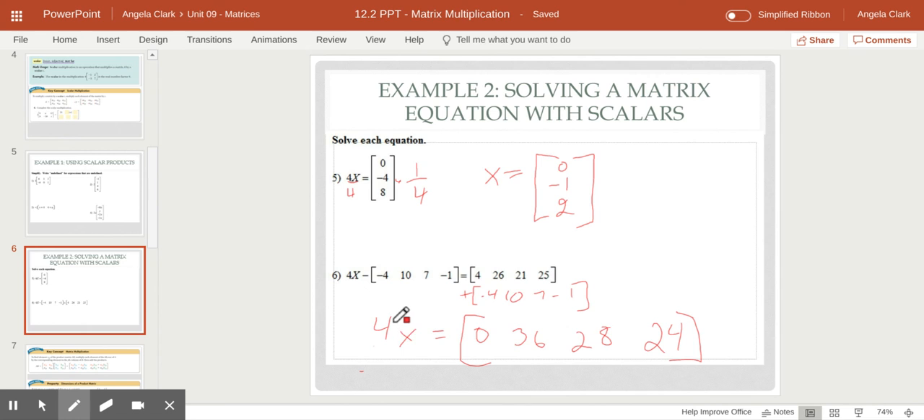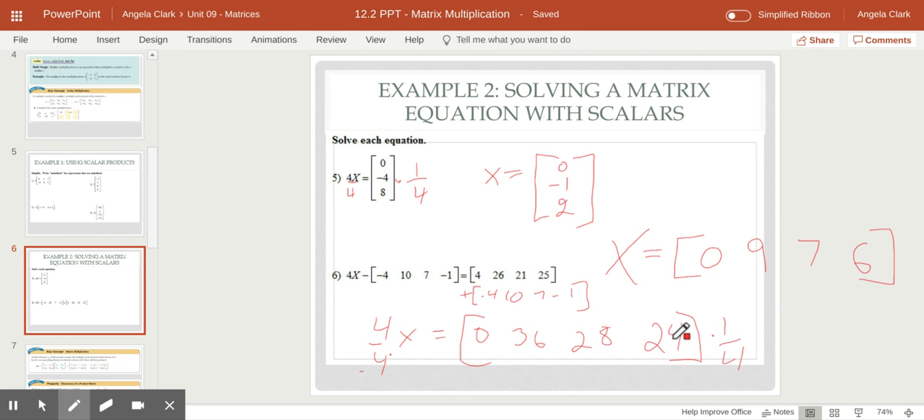So now I just divide both sides by 4. I'm just going to divide everything in here by 4. I'm just going to write it up here. Well, 0 divided by 4 is, of course, 0. 36 divided by 4 is 9. 28 divided by 4 is 7. 24 divided by 4 is 6. And so that is going to be my final answer. That's X.